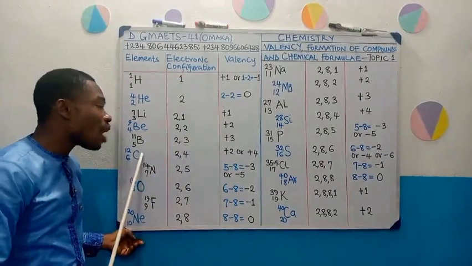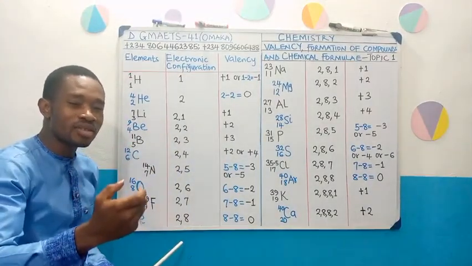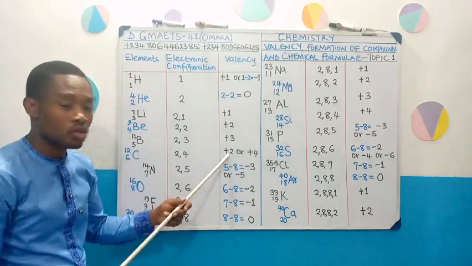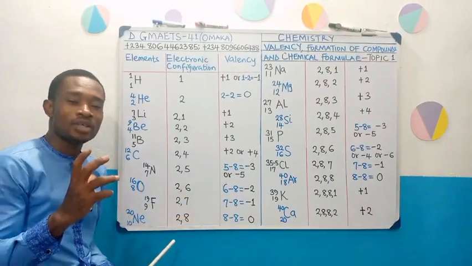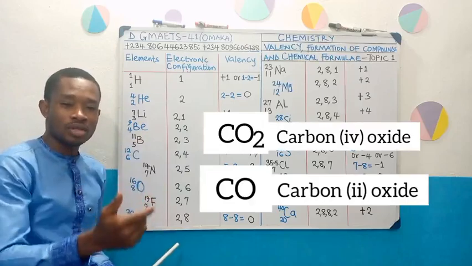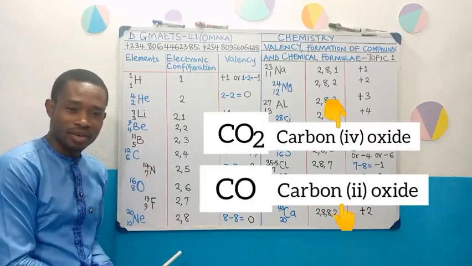When you now go to carbon, carbon shows 2 different valencies. One of them is plus 2. The other is plus 4. That is why you could hear something like carbon 4 oxide, carbon 2 oxide, which is the same as carbon dioxide and carbon monoxide. Is that okay?